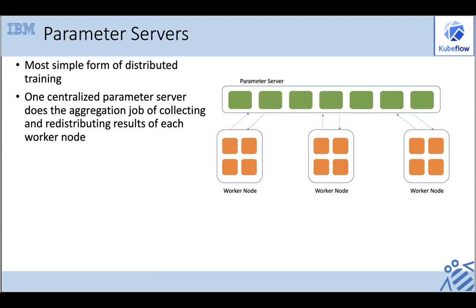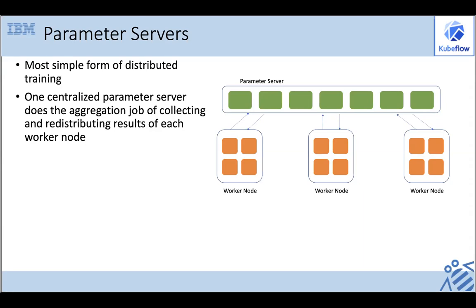And so, like I said, this is actually an example of parameter server that we saw in the past. This is the most simple form of distributed training and often the most common because it is very simple to implement and does not take a lot. But again, it's just one centralized parameter server, and it collects everything that the worker nodes do and combines it and then sends it back to the worker nodes for them to do more work as is needed, repeating the process.